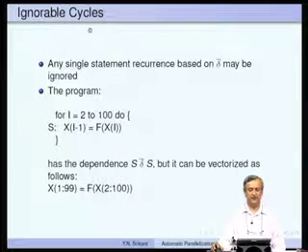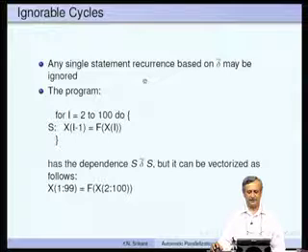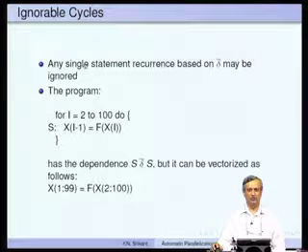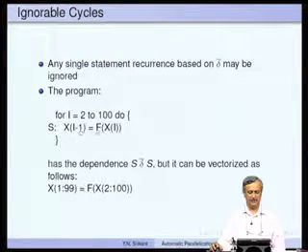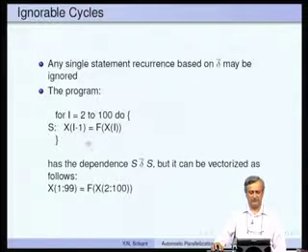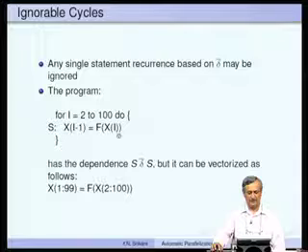So, what are ignorable cycles? It says any single statement recurrence based on delta may be ignored. Let us take this example: x of I minus 1 equal to f of x of I, where I runs from 2 to 100. If you expand this, this becomes x 2 equal to f of x 1, x 3 equal to f of x 2, and so on. So, that means there is a dependence.